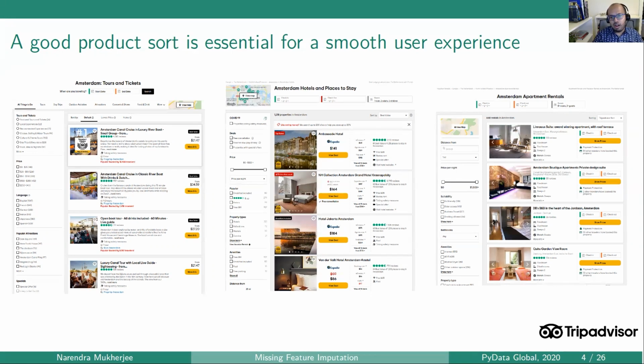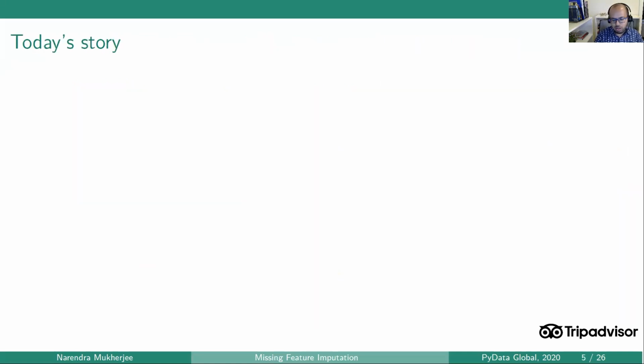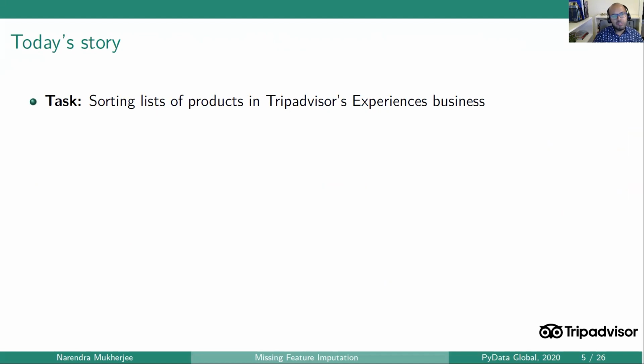All of these are really important, both from the user experience perspective as well as from the perspective of the company, which is trying to sell products. And so the story today will focus on sorting at TripAdvisor. Specifically, it will focus on sorting lists of products in TripAdvisor's experiences business. Experiences means tours and tickets, which is basically museum tickets, hop-on, hop-off tours, guided multi-day tours, things like that.